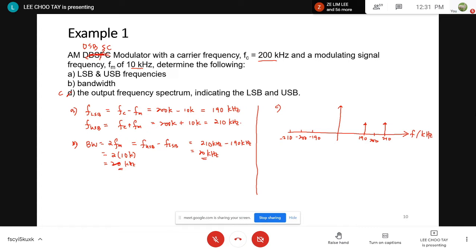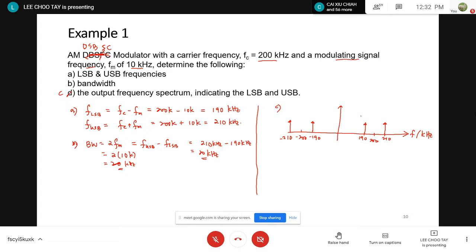Therefore I have here 2 impulses. My modulating signal is a single frequency signal, therefore you get only 2 impulses, and then I have another set here. This question never mentioned the amplitude of the signal, so you can leave the amplitude blank. Here you need to indicate where the lower sideband and the upper sideband are.